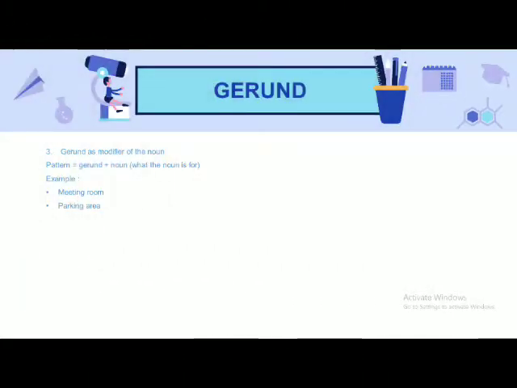Next we kind of gerund. The last is gerund as modifier on the noun. So you can use the formula: gerund plus noun. This is used to show what the noun is for. Example, meeting room and parking area.